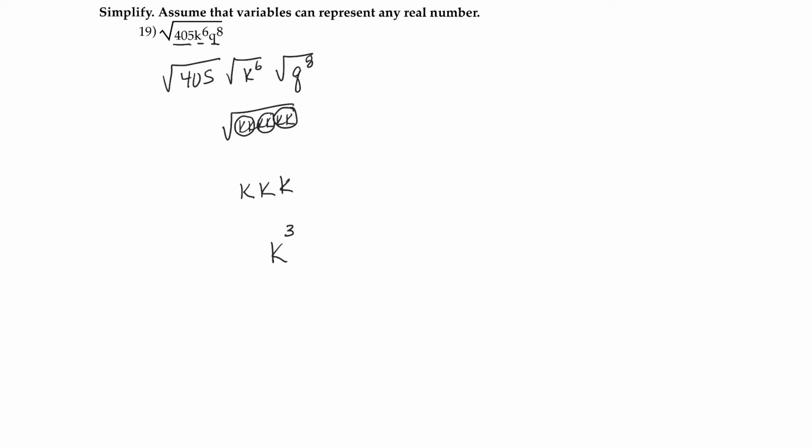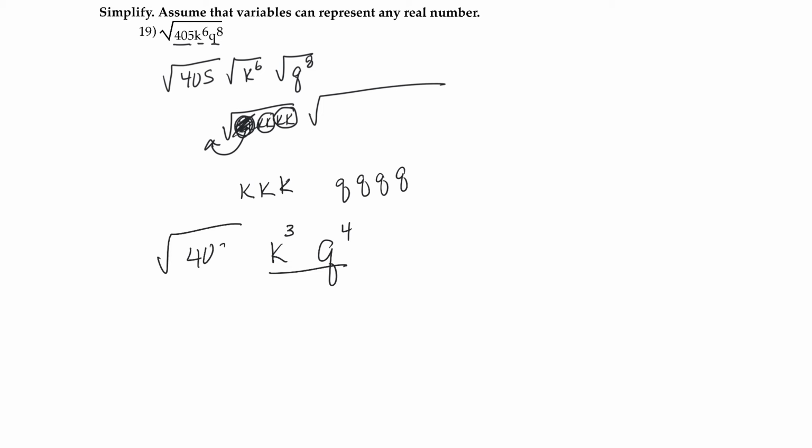Okay, q's, same thing. I could write 8 q's, but hopefully you can see that you'd have 4 pairs that you could bring out. And so you'd have q to the 4th. Okay, and all of that isn't under the radical anymore because I canceled it out and brought it out of the radical. So none of these letters are in a radical. But I still have the square root of 405 there.